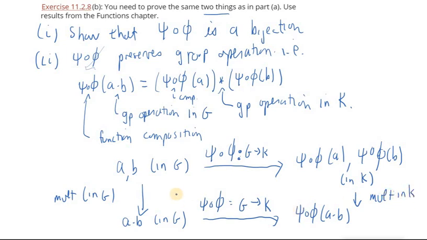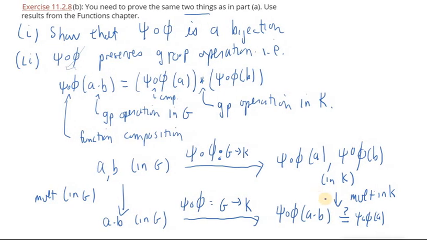And the question is, if I carry A dot B over using C composed phi, is that the same result as if I take C composed phi of A, then operating in K, times C composed phi of B? Right? So that's the question.